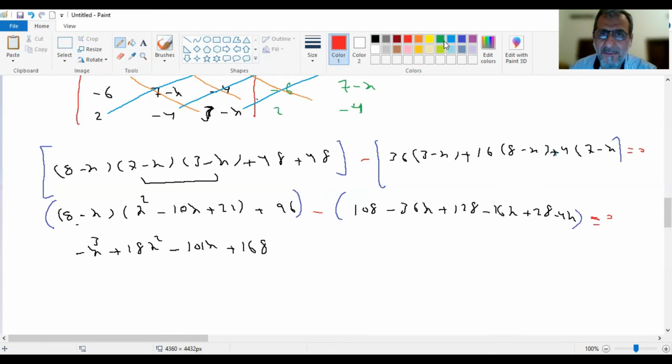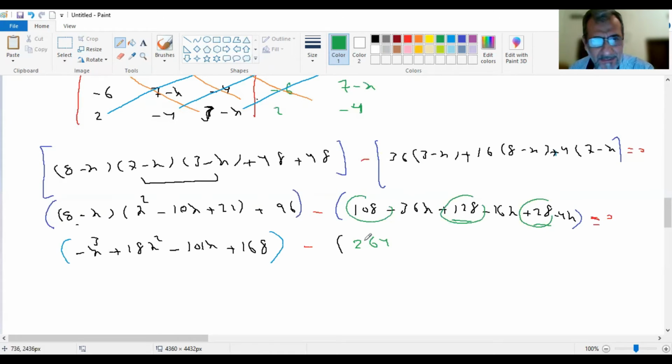Then the first one, minus the second one. What is the second one? I have the second one, this one, then 108 and 128, and here I have 28. If I add 28 with 28 it will be 56, 156, and 256 and 8 will be 264. 264, this one. Yes, 264.